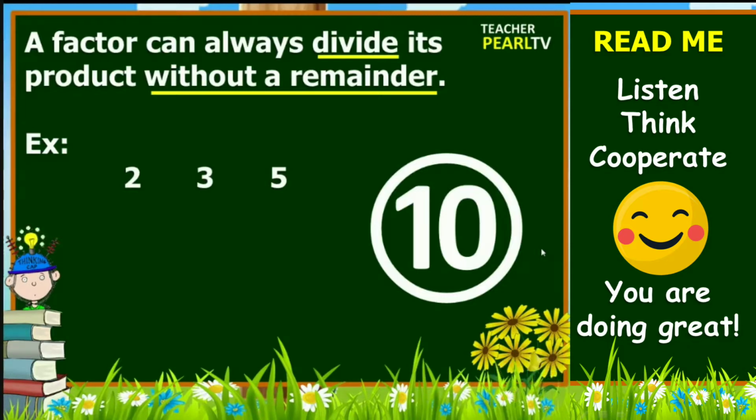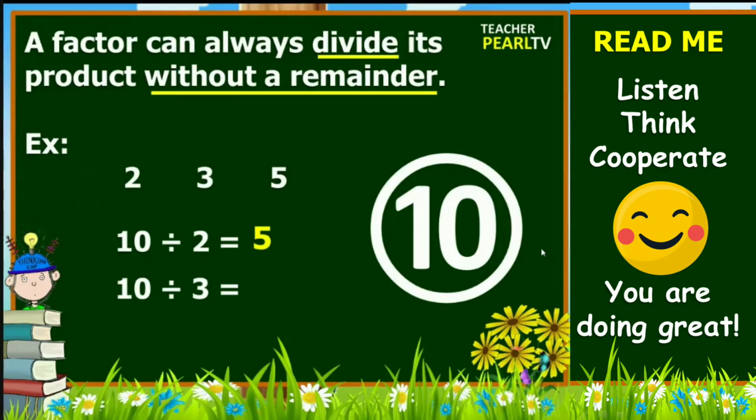Let us start by dividing 10 by 2. 10 divided by 2 is equal to... What's your answer? Correct. The answer is 5. Now let's go to 10 divided by 3 equals... How to get the answer for this one?